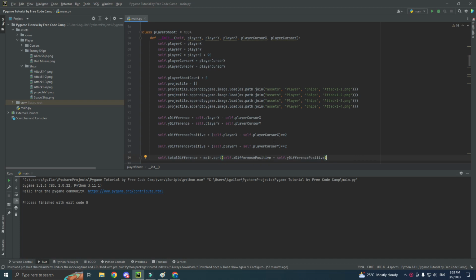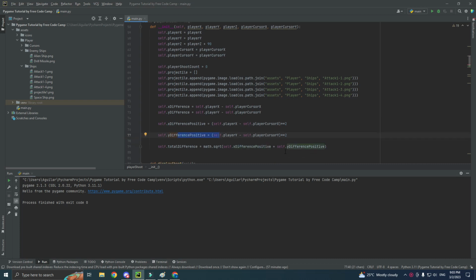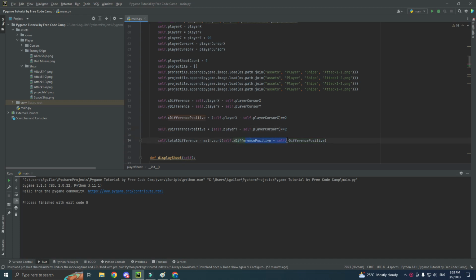Okay, so what I did is I squared the value of the difference of the x and the y also, add them together and then made it a square root.